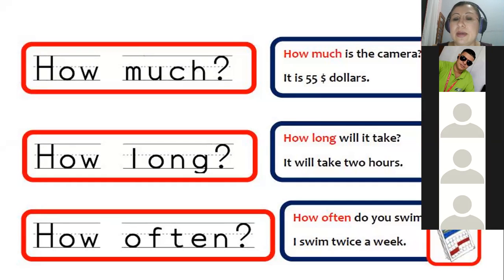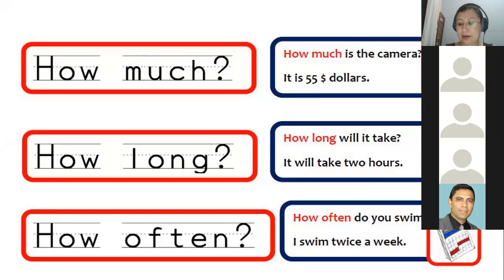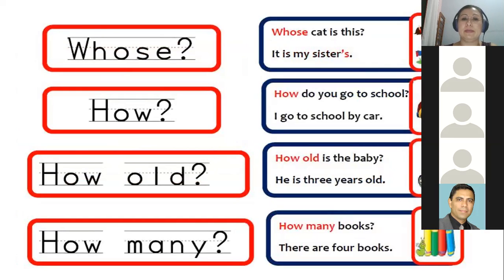How often do you swim? I swim twice a week. Twice a week. Okay, very good. So that's the way we use the word how: how much, how long, how often.